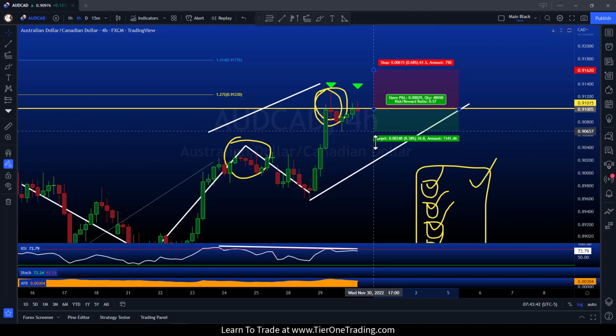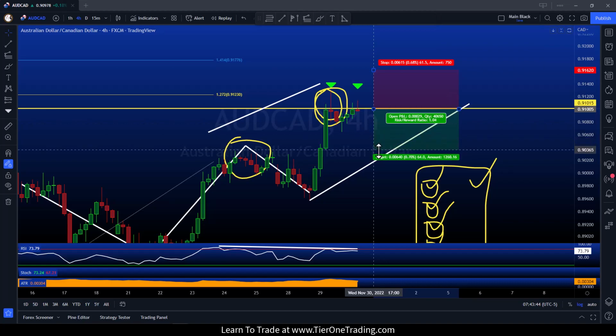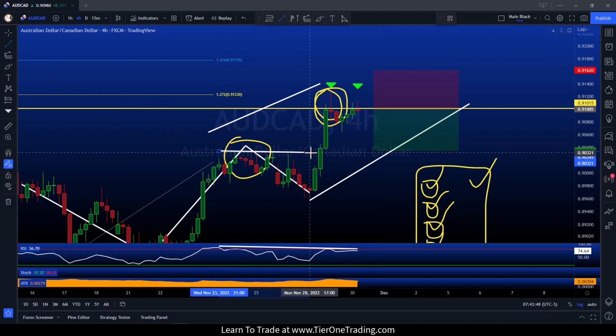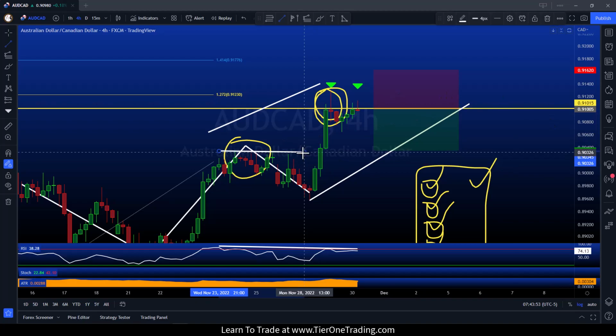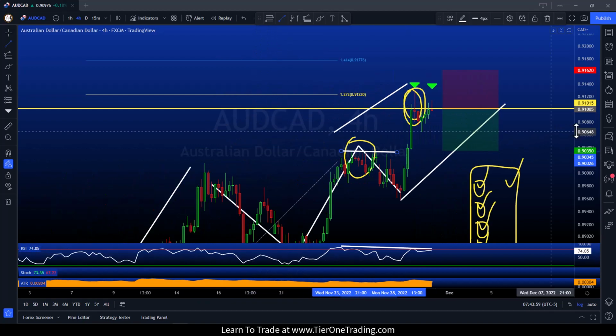Targets, a couple things we can look at. For me, it was a retest of our previous structure right here. Again, I'm a very conservative target taker. Sorry, that line got rogue. I'll get to the questions on YouTube in a little bit. But I'm a very conservative target taker. So previous structure highs right here were my initial target.